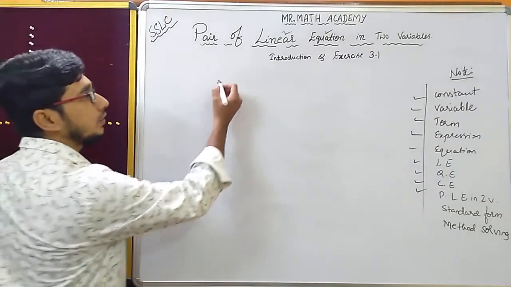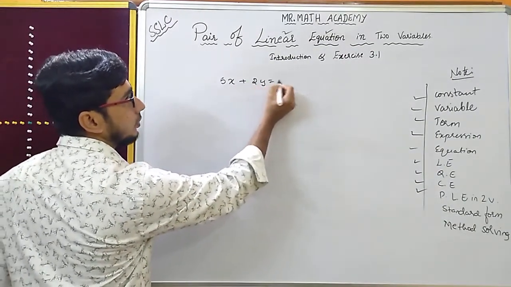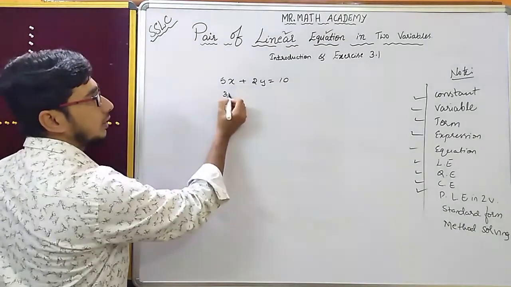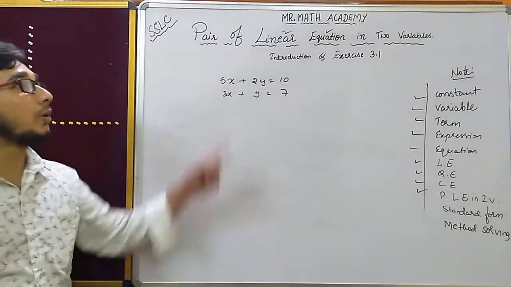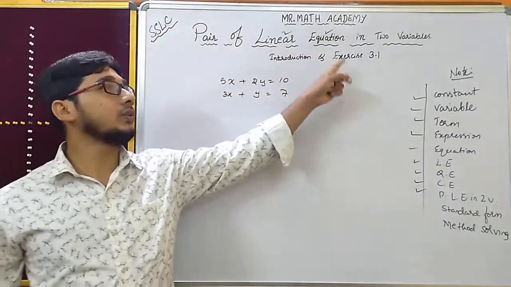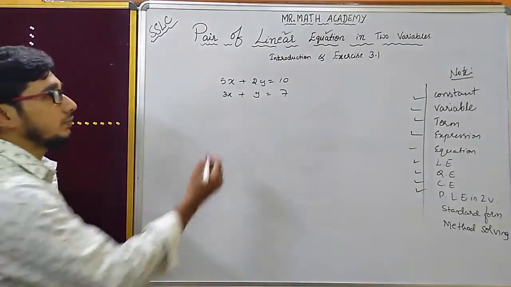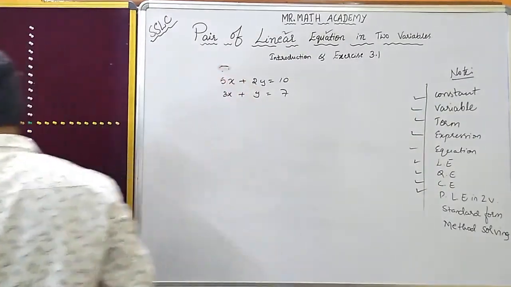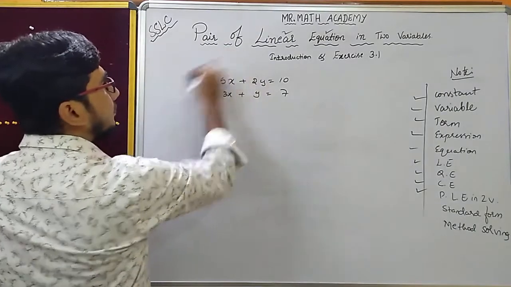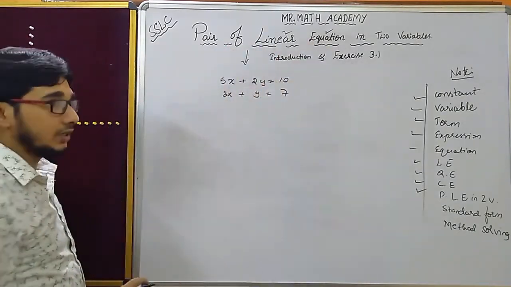So I'll write 2 equations. 5x plus 2y is equal to 10. 3x plus y is equal to 7. This is a pair of linear equations in two variables. This is the chapter name, which means two equations are ready.